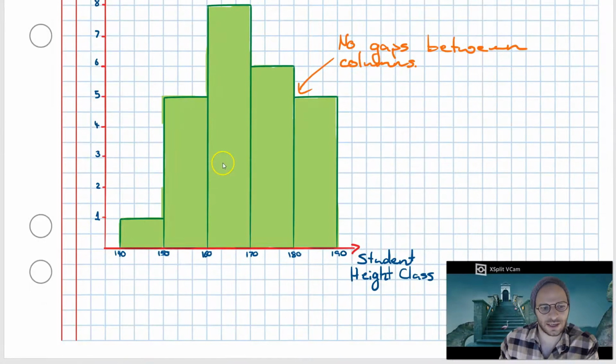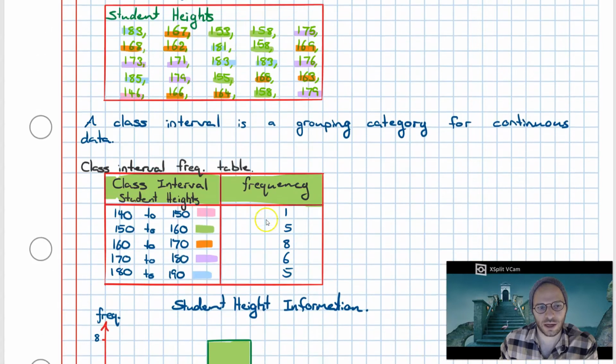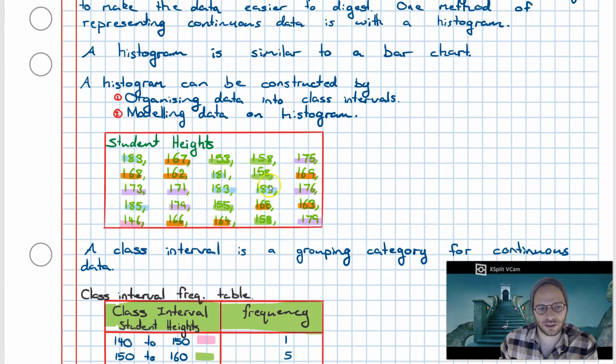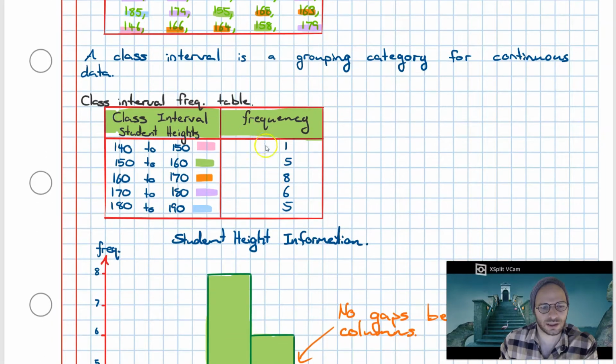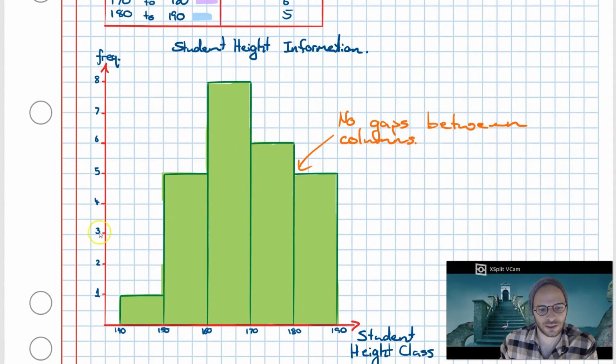And the second key difference to take note of is that the naming of the columns themselves is in between the columns. So 140, 150 is in between this column here and this column here. So this has been a demonstration of, one, how we can go about changing this information over here and rearranging it into a class interval frequency table. And then using this class interval frequency table, we had a look at how we can construct a histogram.